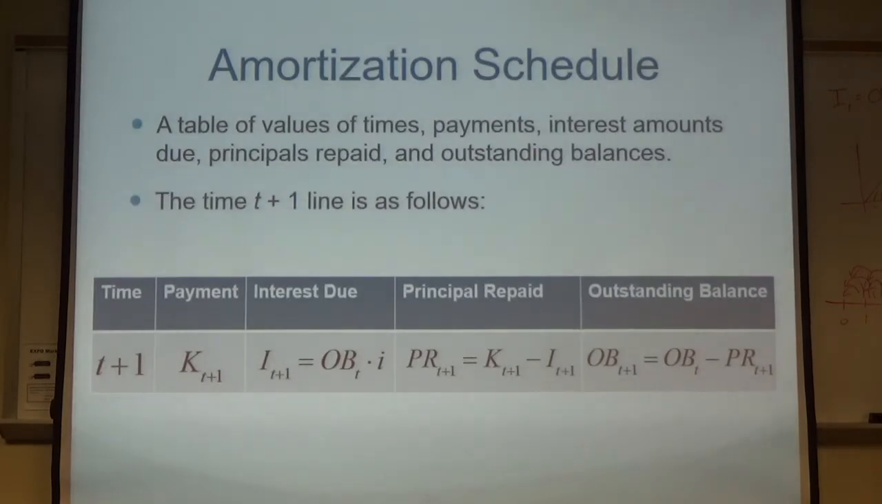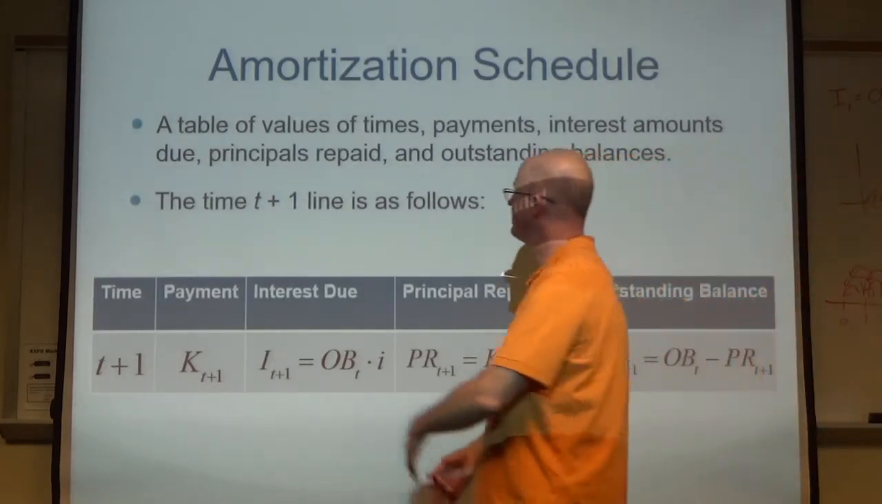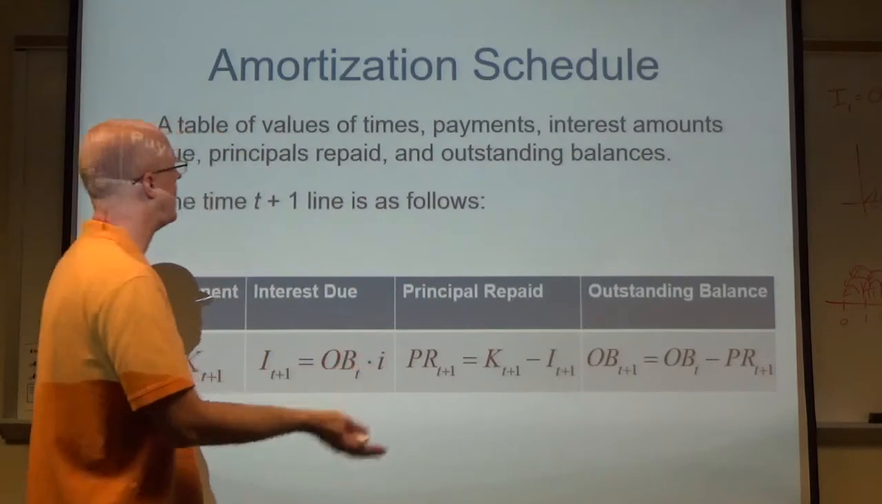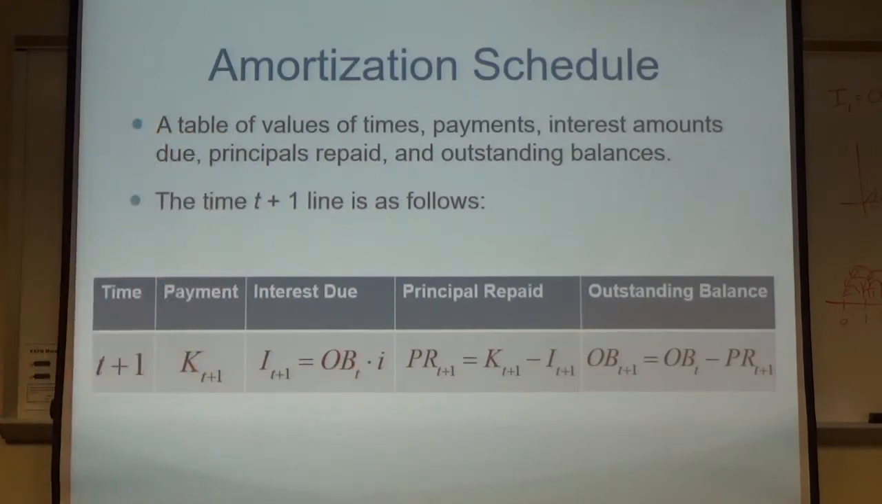This all leads to something called an amortization schedule, which is a big table of values of times, payments, interest amounts, principals repaid, and outstanding balances. We're going to look at something called a spreadsheet here in a minute where we do this kind of thing, but basically you have a big grid, and I'm only showing you part of the grid, one row in the grid, at time T plus 1.